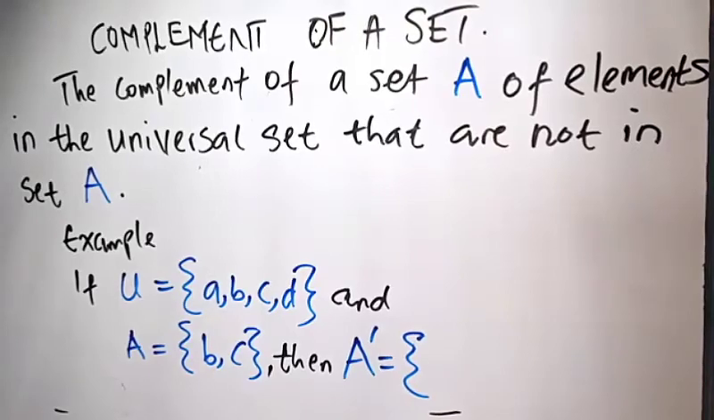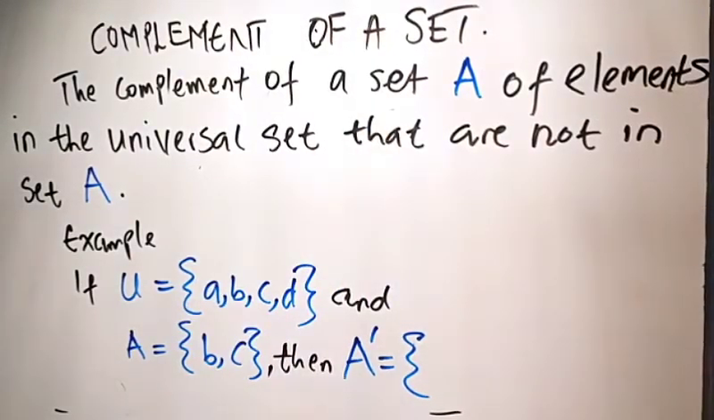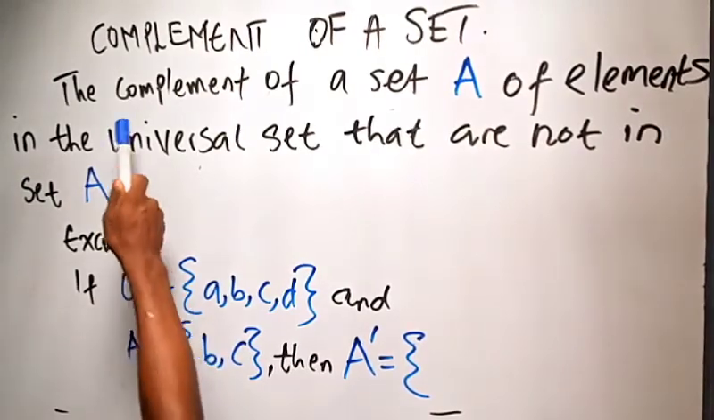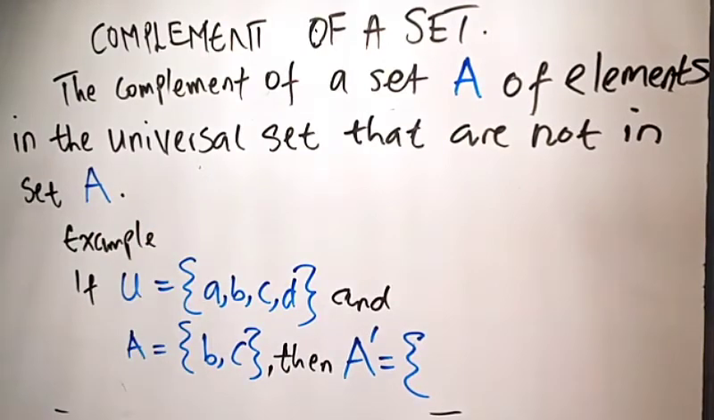Okay, now in this video, I want to talk about the complement of a set. So we start by saying that the complement of a set A is the elements in the universal set. So you know what the universal set is, right? The universal set is a set that contains every possible element.